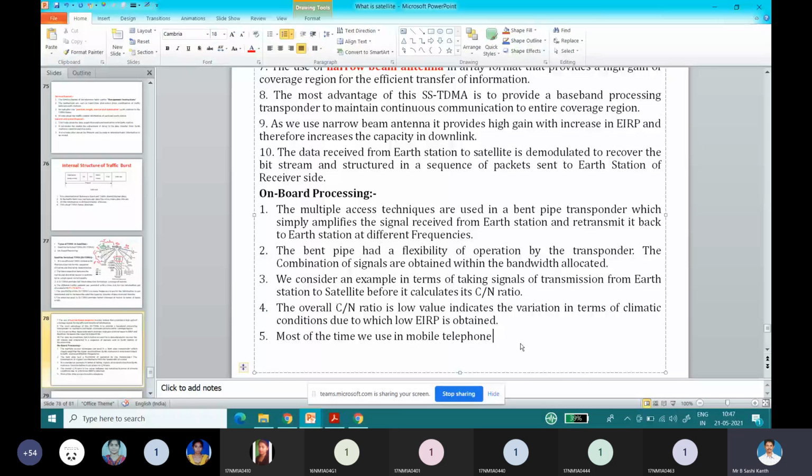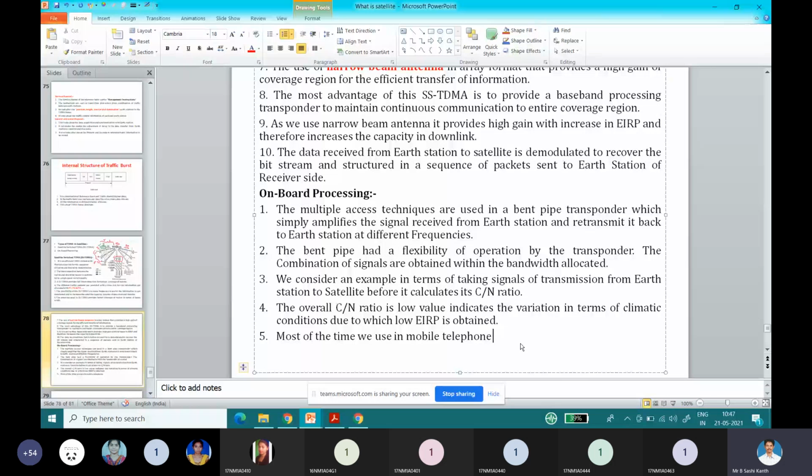If we consider an example, taking signals to transmit from an earth station, we first calculate the C/N ratio. The overall C/N ratio is a very low value. It indicates there is variation in climatic conditions. What are the climatic conditions? You may have rainfall or other atmospheric changes that interrupt the signal, and you will have low EIRP. Most of the time these are used in mobile telephone services and also in Ka-band satellite services.